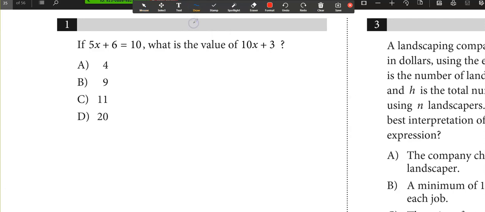Some of you have covered these. Now, because you don't have a calculator, I like to do these questions like this. So the first thing I do is subtract 6 and I get 4.